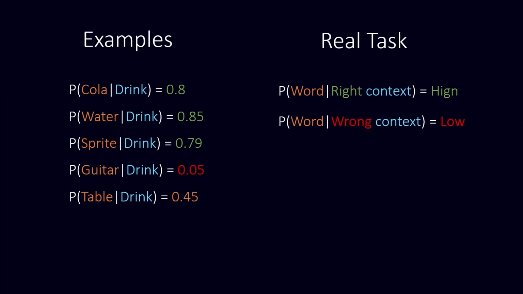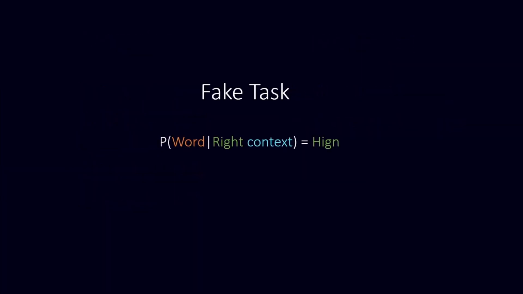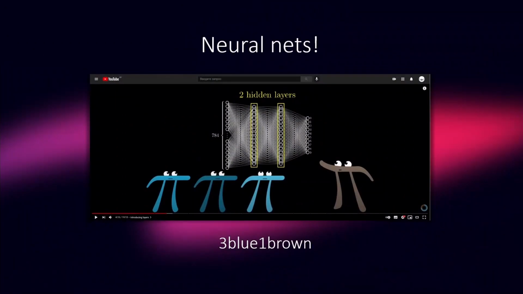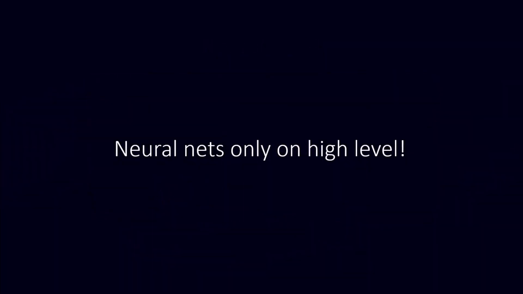The probability to meet the right word with the right context should be high, and with wrong context should be low. But actually it's called a fake task. Are you confused? Okay, why it's called fake task? To answer this question, we need to go deeper. Behold, the neural nets. More about neural nets you can find on PreBlue1 channel, but I will stay on a high level. So that's the neural net.